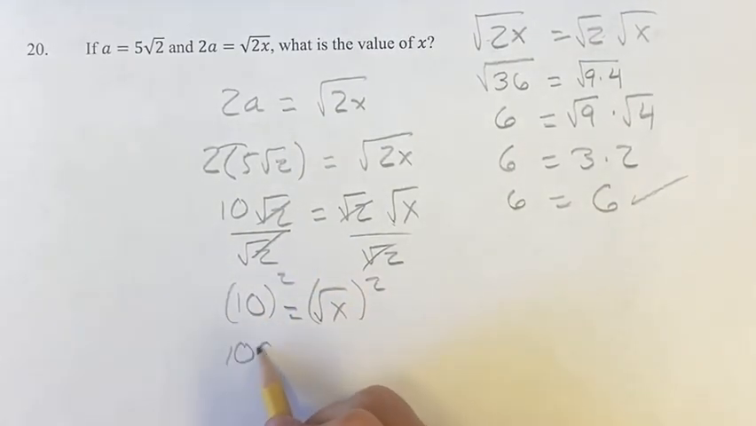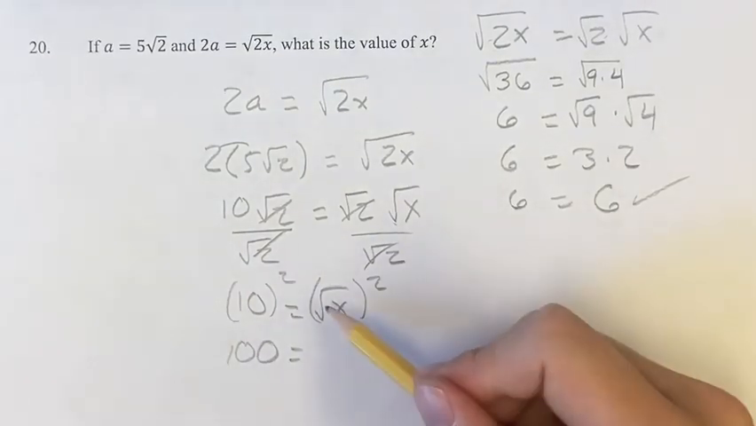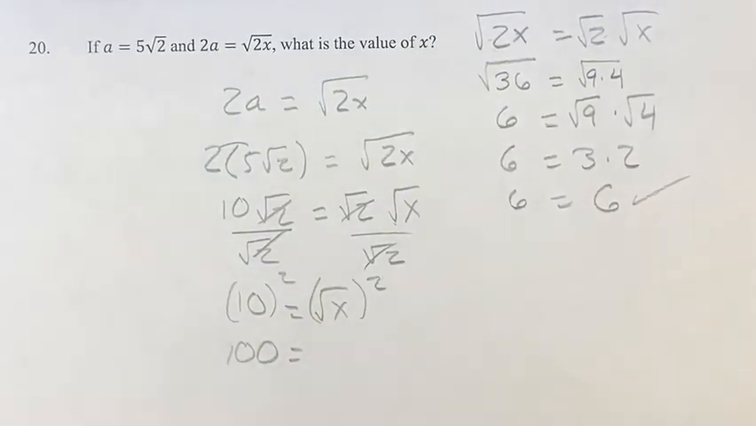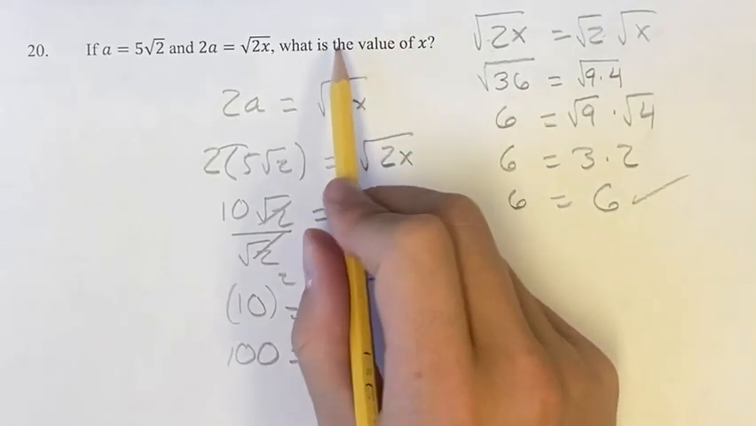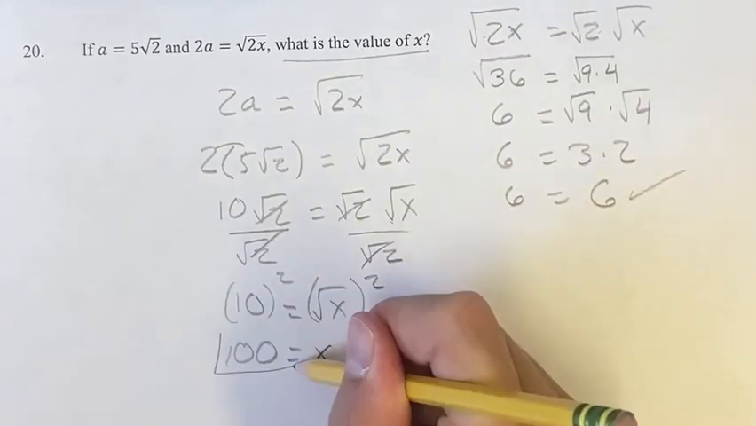10 squared is 100. And what is the square root of x squared? Well, the square root of anything squared is just the thing itself. So we're left with x is equal to 100, and we're actually looking for the value of x, so our final answer is going to be 100.